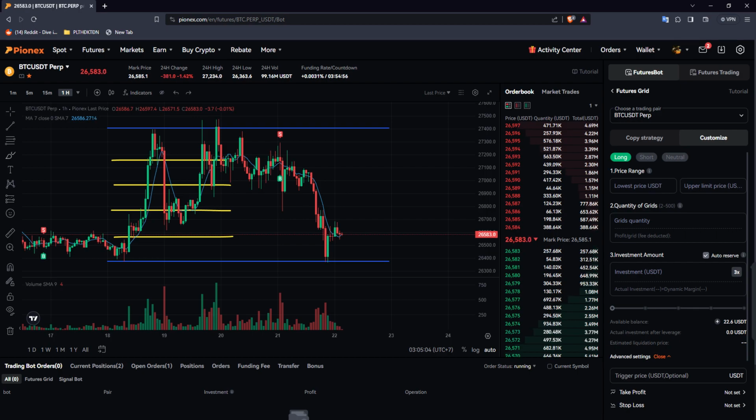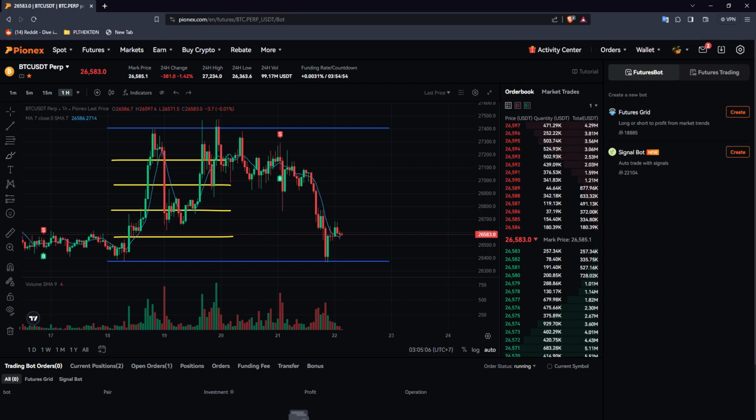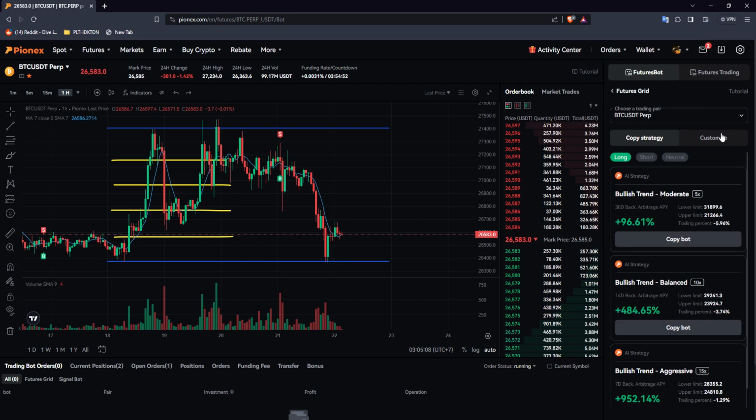Okay, so now let's look at the futures grid bot. Futures grid bot is similar to a normal grid bot, right? With the main difference being that it trades the futures market. And with the futures market, you guys will have leverage. With leverage, obviously, you guys will have more profit margin, but also you guys will face more risk. So I recommend using a stop loss when trading with a futures grid bot if you guys have high leverage.